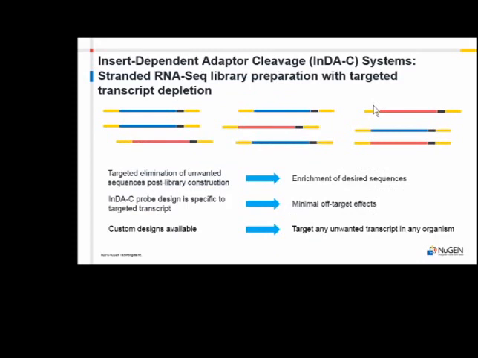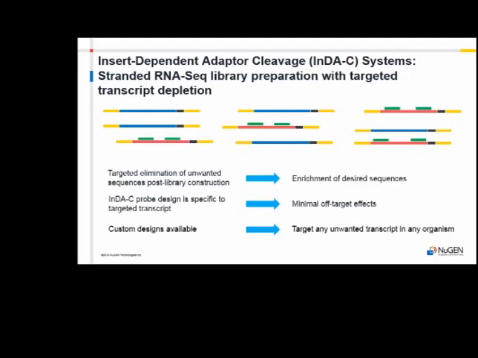Okay. So our InDA-C insert-dependent adapter cleavage technology, again, it can be customized for any transcript. And the way the system works is you prepare libraries. These are Illumina-compatible libraries, and then apply the customized probes, and they're specific to the sequences of interest, and they're tiled across the sequences. We can vary this for degraded samples so that even with a degraded sample, you can still get very good reduction of unwanted transcripts.